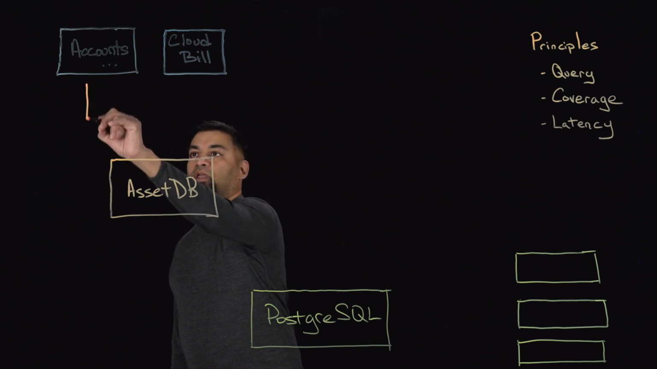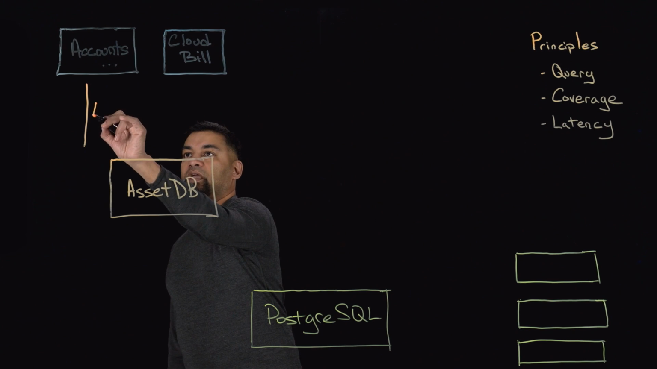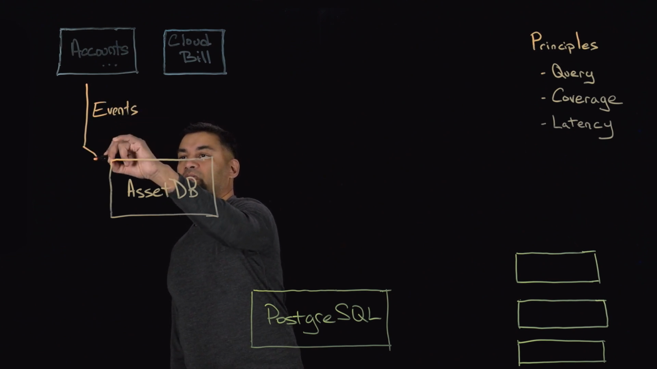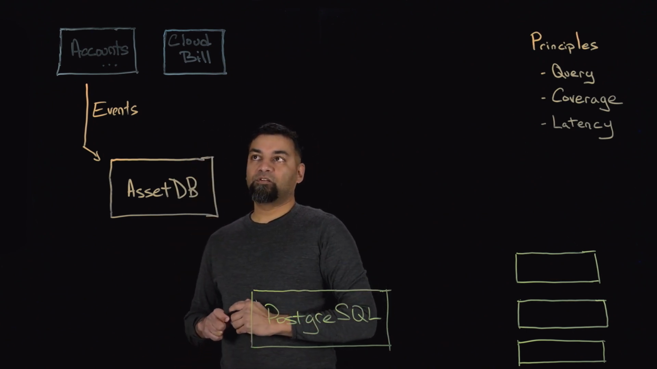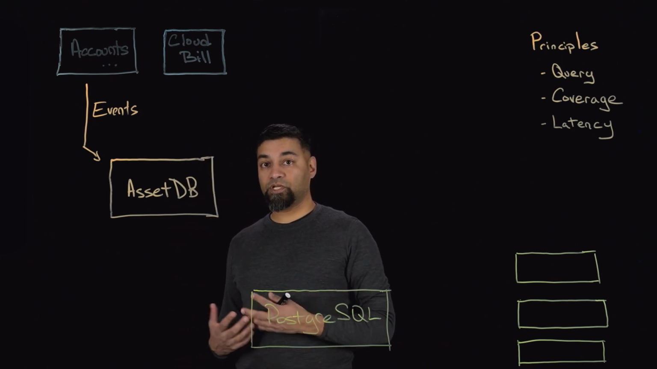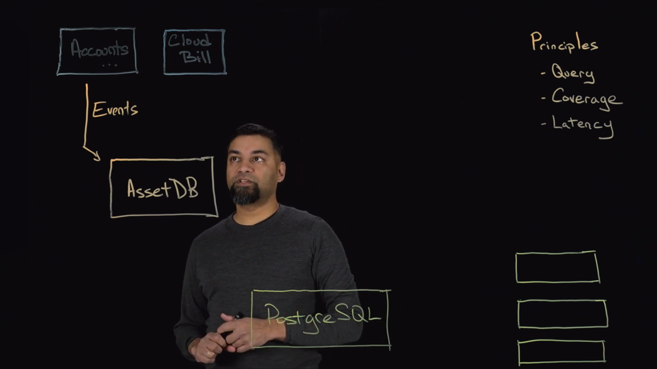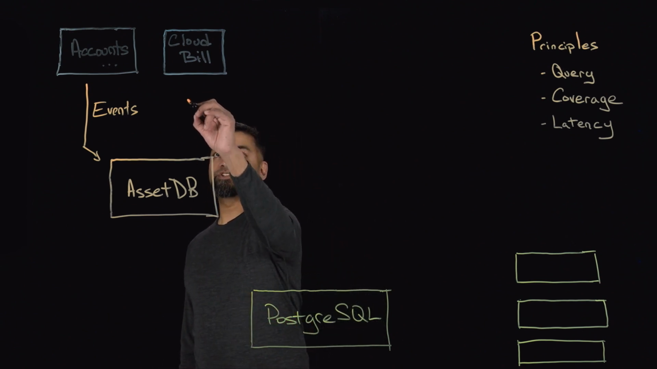When we look at how AssetDB works, we can look at the accounts that are in our cloud footprint. And to achieve low latency, AssetDB captures off the API event stream in those different clouds. So as you make changes, AssetDB is actually listening to see what those changes are and uses that as a signal to capture resource information.